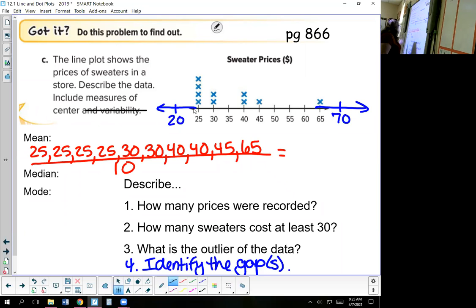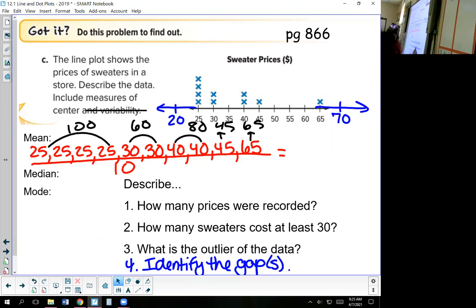Again, this is one strategy. This is 100. This is 60. This is 80. And then I would just do 45 and 65, just because I don't want to add that in my head. I'm gonna be honest with you. Okay, see what we get.